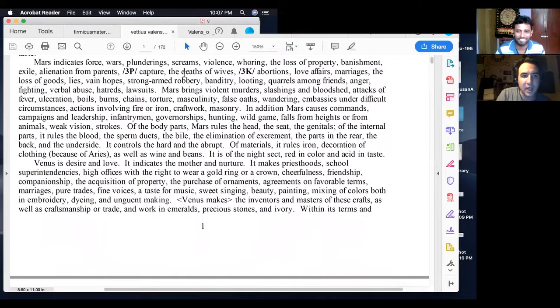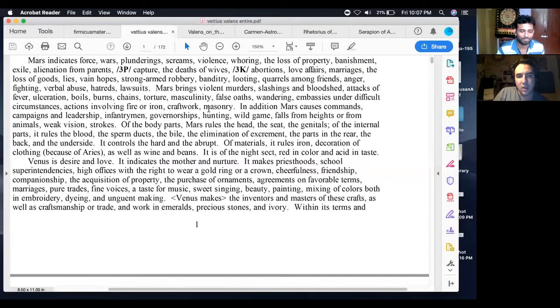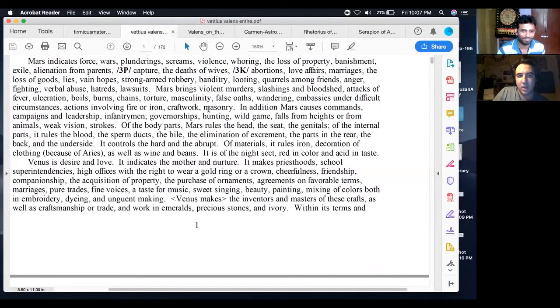So yeah, Mars indicates force, right? That centrifugal force moving outward, conquering, overcoming any and all obstacles. It indicates wars, plundering, screams, violence, whoring, the loss of property, banishment, exile, alienation from parents, capture, deaths of wives, abortions. Abortions is a major one, because it's like you're cutting things away and so on. Mars has to do with cutting.